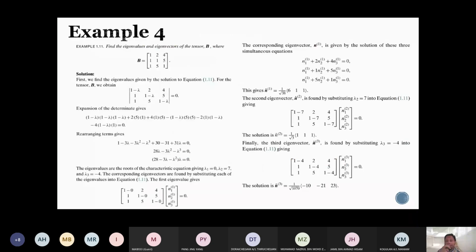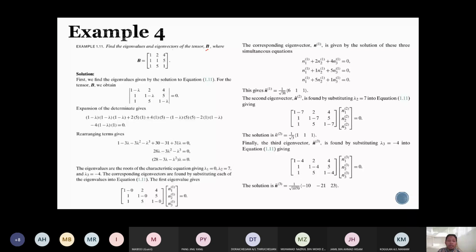Okay, so this example is long. Let's say the question asks you to find the eigenvalues and eigenvector of tensor B. So B is given here. If you want to do this on a laptop, you can just use MATLAB or Symbol Lab. But in the exam you have to calculate manually.